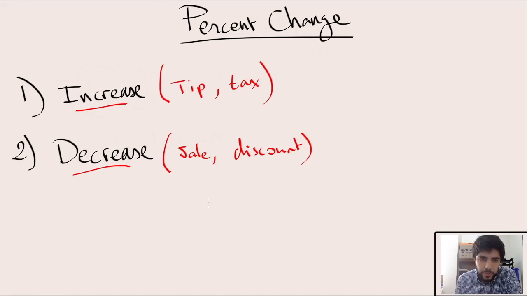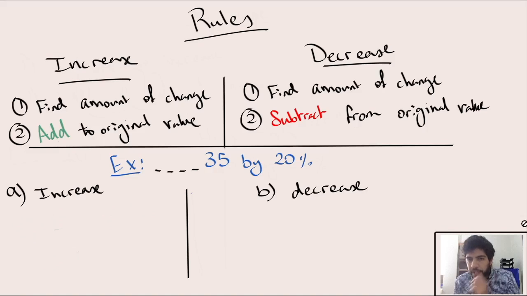Today we're just going to learn how to calculate those percent changes, and we'll start off by looking at the rules. For a percent increase and decrease, the rules are actually pretty similar. The first step is exactly the same: you find the amount of change. I'm going to do an example here. So you find the amount of change, and then if it's an increase, you add it to the original value, as you can see here. And if it's a decrease, you subtract it from the original value.